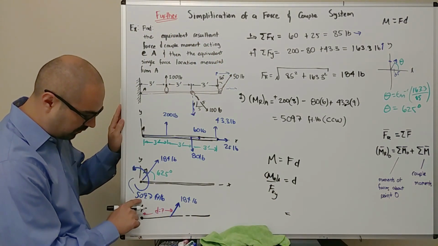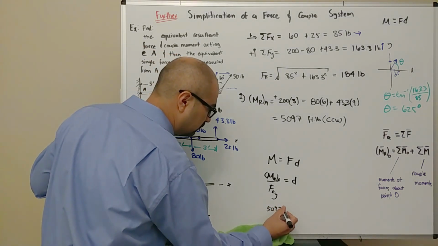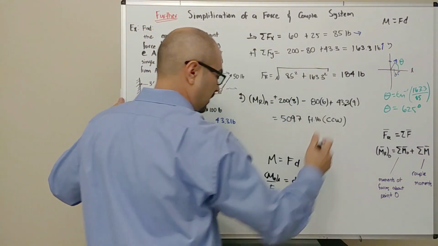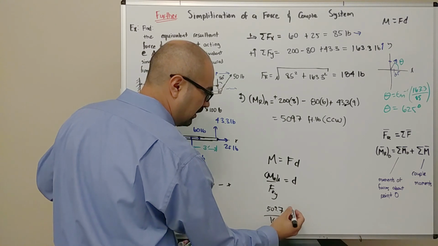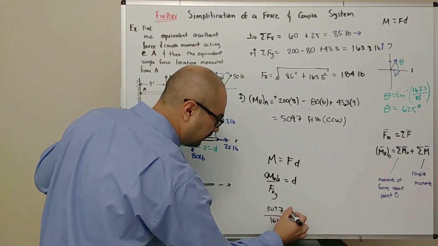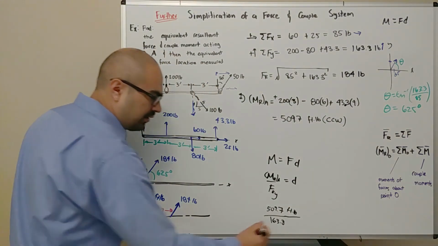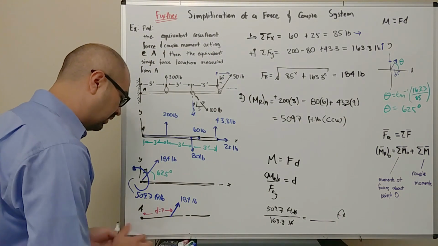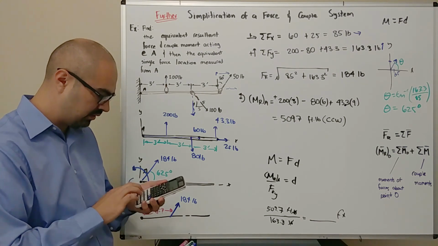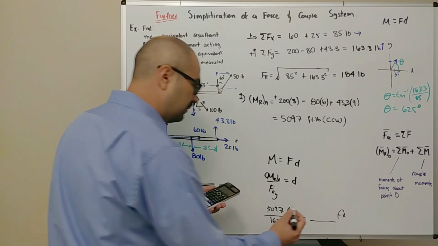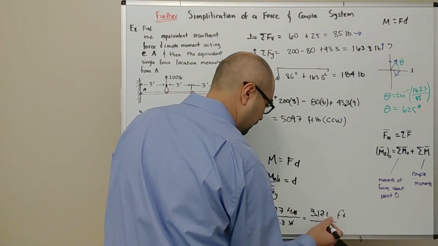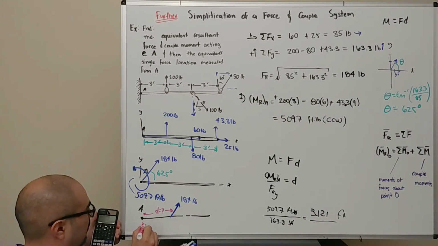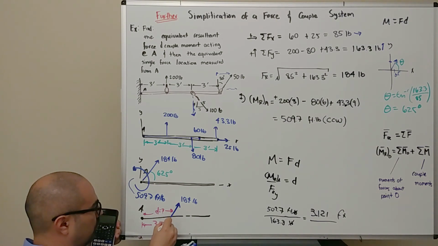Right, so our resultant moment over here was 509.7. And the y component of our force, if you remember, was 163.3. Now check out the units, right? The moment has units of foot-pounds. This has units of pounds in the bottom, so pounds cancel. And this is going to give us a distance here in feet. So 509.7 divided by 163.3 gives a distance of 3.121 feet. So again, that is our distance here, 3.121 feet.